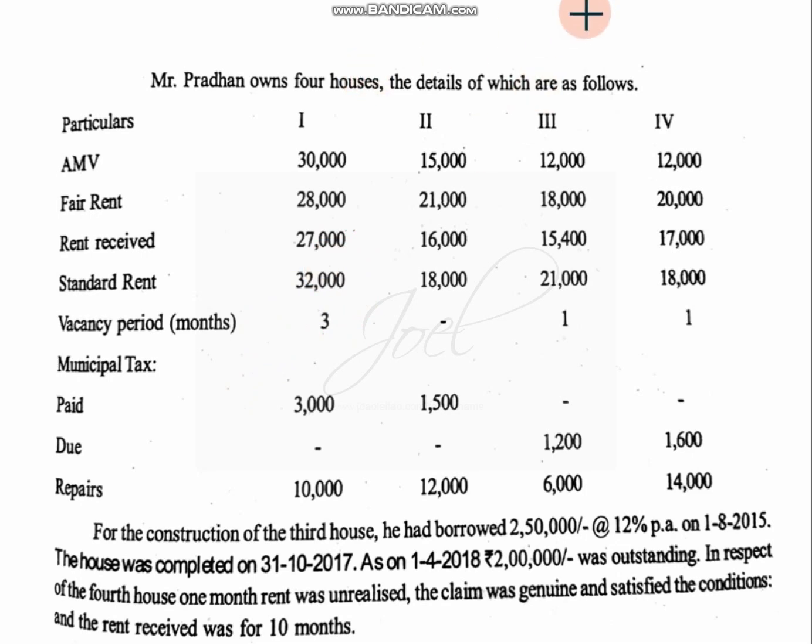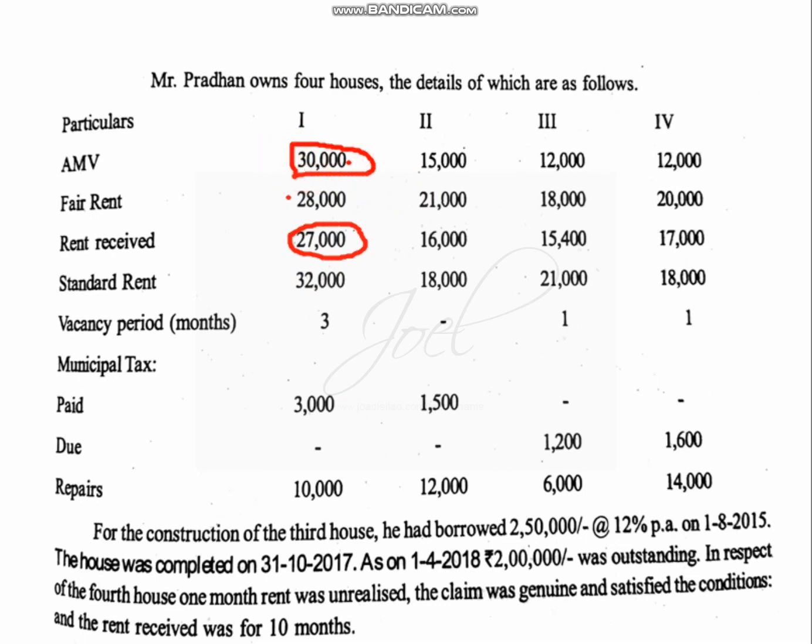First problem we will see, first house we will see in this problem. First house, see, annual municipal value and fair rental value are there. When you compare these two, highest one is annual municipal value 30,000. That amount and standard rent when you compare, lowest one you have to consider, so that will be 30,000. Now you have one amount, that is 30,000, and one more, rent received 27,000. If vacancy period information was not there, in that case we will consider 30,000 as gross annual value.